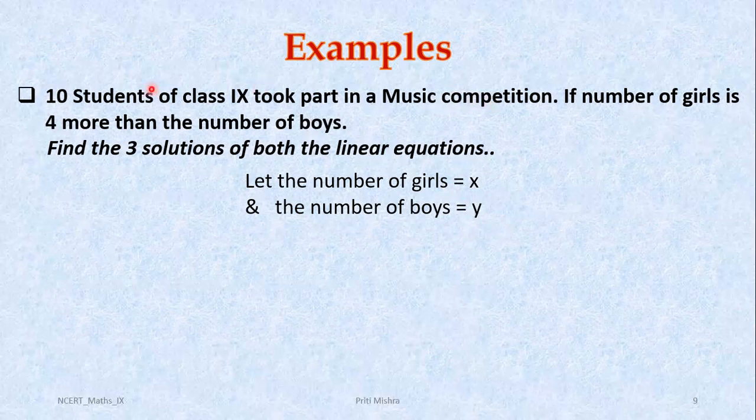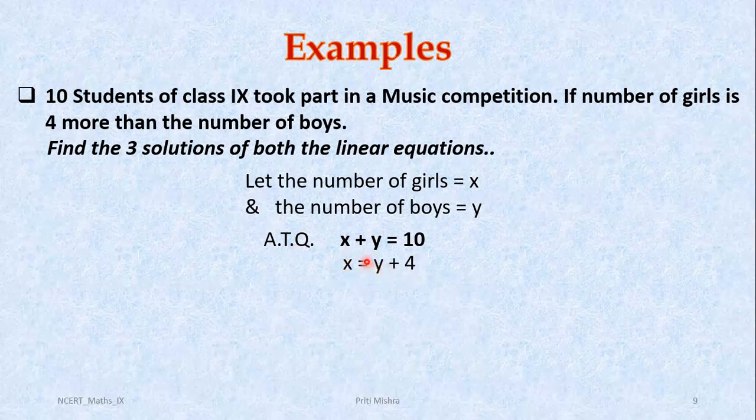As they are saying, a total of 10 students are there. So the first equation we can have is x plus y equals 10. And then they are saying the number of girls is 4 more than the number of boys, so x will be equal to y plus 4.